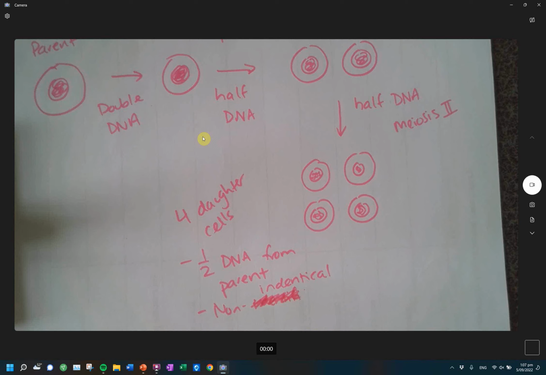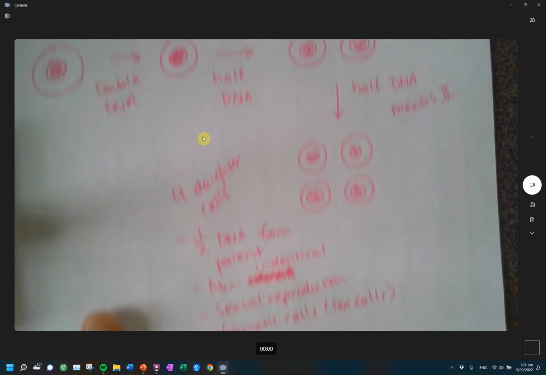What else do we have? This is for sexual reproduction. These are known as gametic cells, or sex cells, which would be my sperm and my egg.